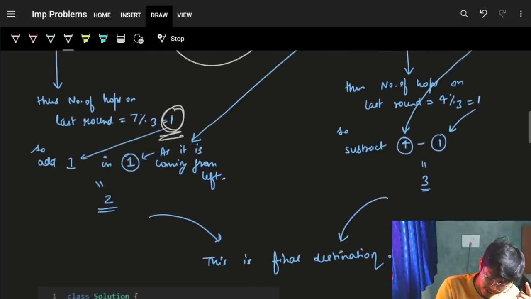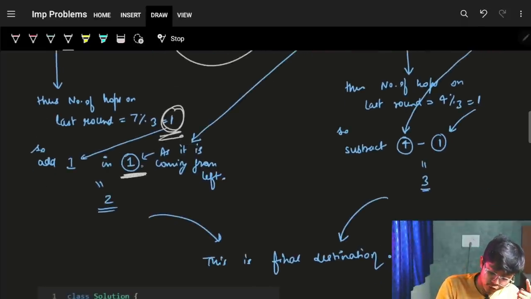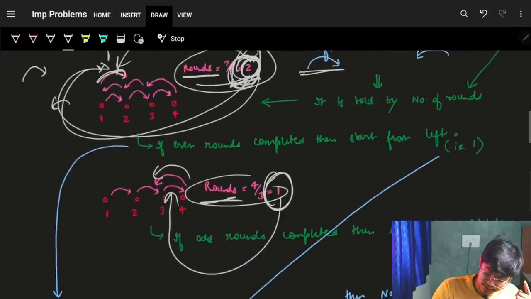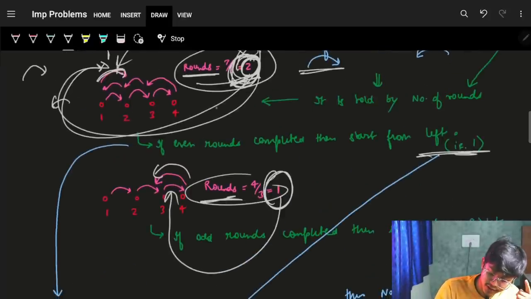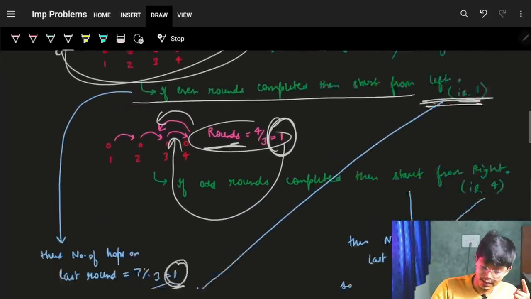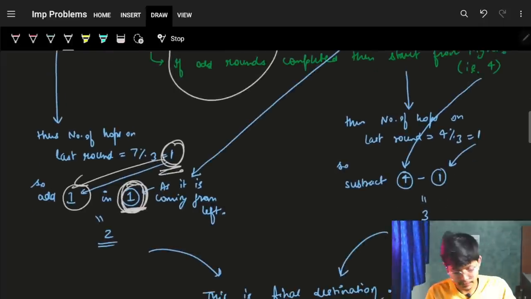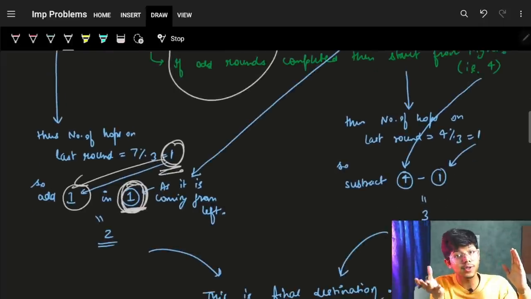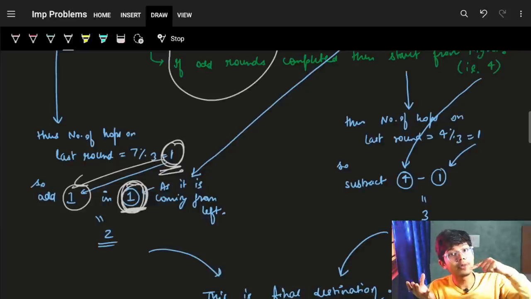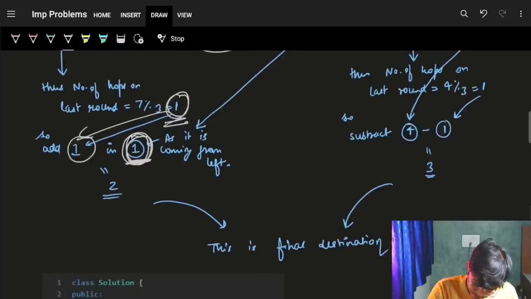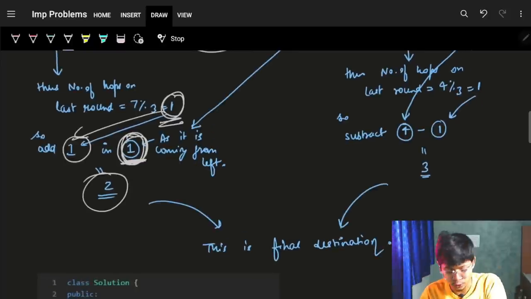So the number of rounds was even. So I just have to start from 1, which means this 1. The number of rounds is even, so I need to start from 1. And I need to add 1 because I need to do 1 more hop. I'm starting from 1 because the number of rounds is even, and I'm doing 1 more hop because I have to do 1 more hop. So I will land at 2.